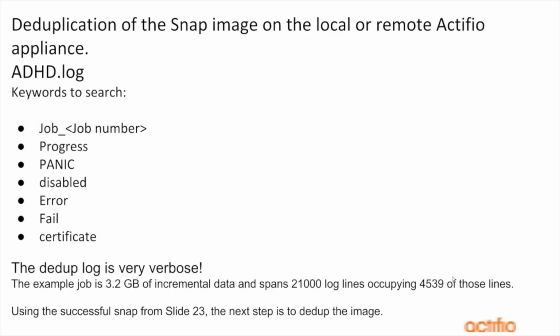Okay, so now we're going to move on to deduplication on either the local or remote Actifio appliance. I have grouped these together because logically they are the same thing. You are moving data from one pool to another with a request to deduplicate in between. The one defining difference being remote dedup involves some network sessions.